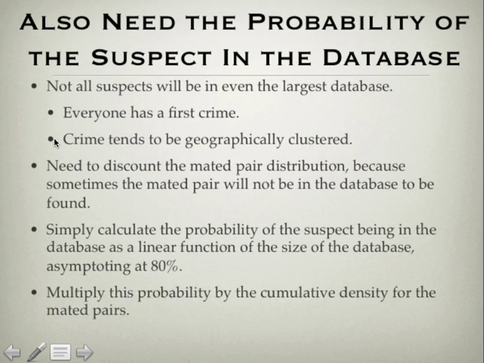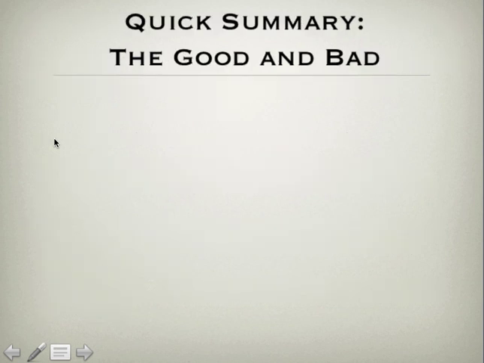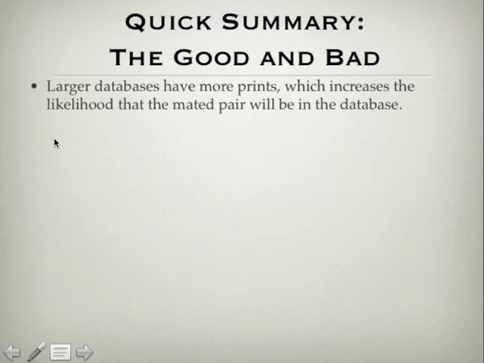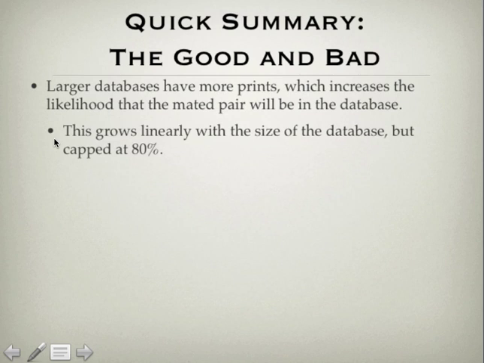We're going to multiply this probability by the cumulative density for the mated pairs, essentially discounting the size of the area underneath the blue curve. So here's a quick summary of the good and the bad. Larger databases have more prints, which increases the likelihood that the mated pair will be in the database. This grows linearly with the size of the database, but gets capped at 80%. And this is the good side of larger databases.